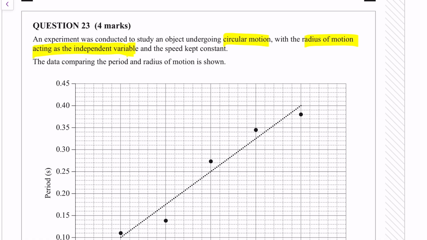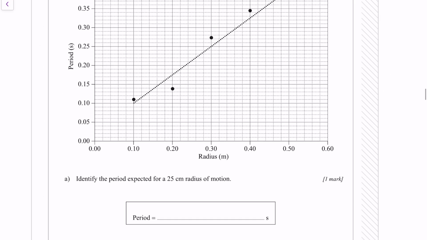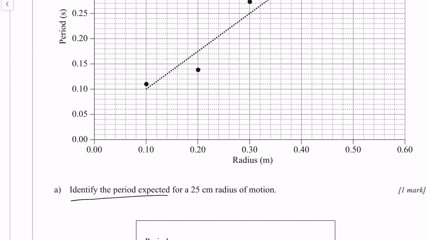Okay, so we know independent variables on the x-axis and speed is constant here. So data comparing the period and radius of motion is shown. Okay, now literally when I saw this question on the exam, I was like, this is like year 7 maths, year 8 maths, honestly, right? So identify the period expected for a 25 centimeter radius of motion.